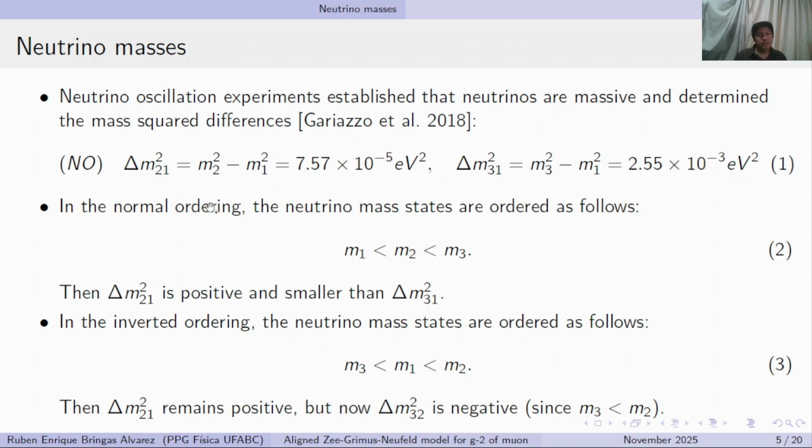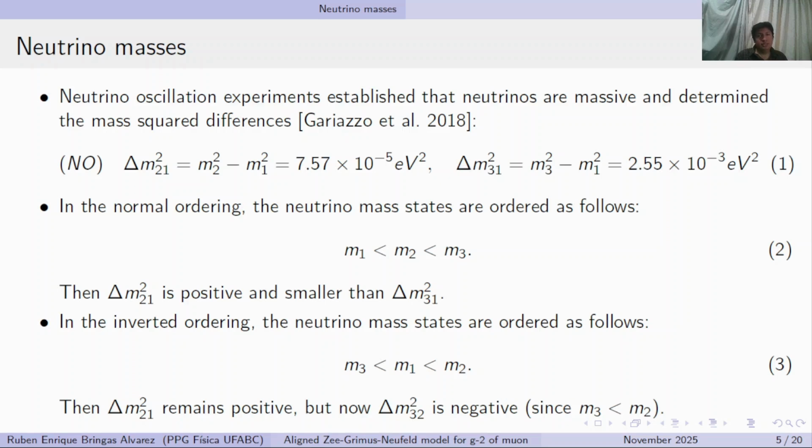Because of that, we have two orderings, because we have the different mass squared. We have the normal ordering and the inverted ordering, and we use both orderings for the new model that we implemented. Another thing we have to take into account is the tiny value of the neutrino masses. When we implement new models, we have to respect these experimental values, these tiny masses.